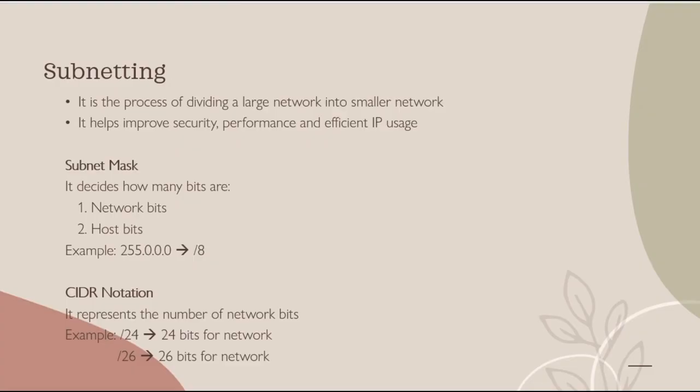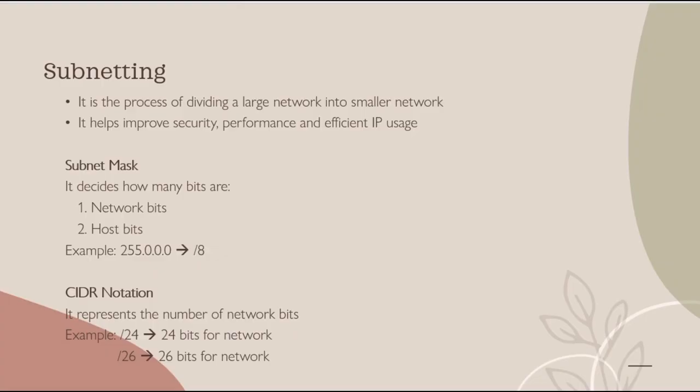And the next one is the subnet mask. What does subnet mask mean? It helps us to decide how many bits are allocated for the network and host. If we take this IP address, 255.0.0.0, it is an IP address, and /8 indicates the network portion. So 8 bits are allocated for the network.